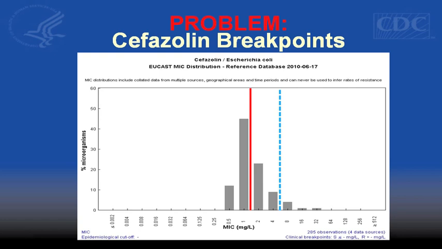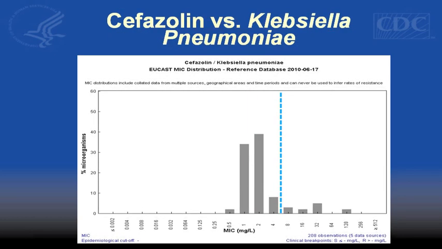So why do we have a breakpoint that is a systemic breakpoint? I'll talk about that in a minute. But first, let me illustrate that this is a problem that not only occurs for E. coli, but also occurs for Klebsiella pneumoniae. So once again, this is the old breakpoint, and that's the new breakpoint. So you're going to have a lot of these Enterobacteriaceae testing non-susceptible. This was a big concern.